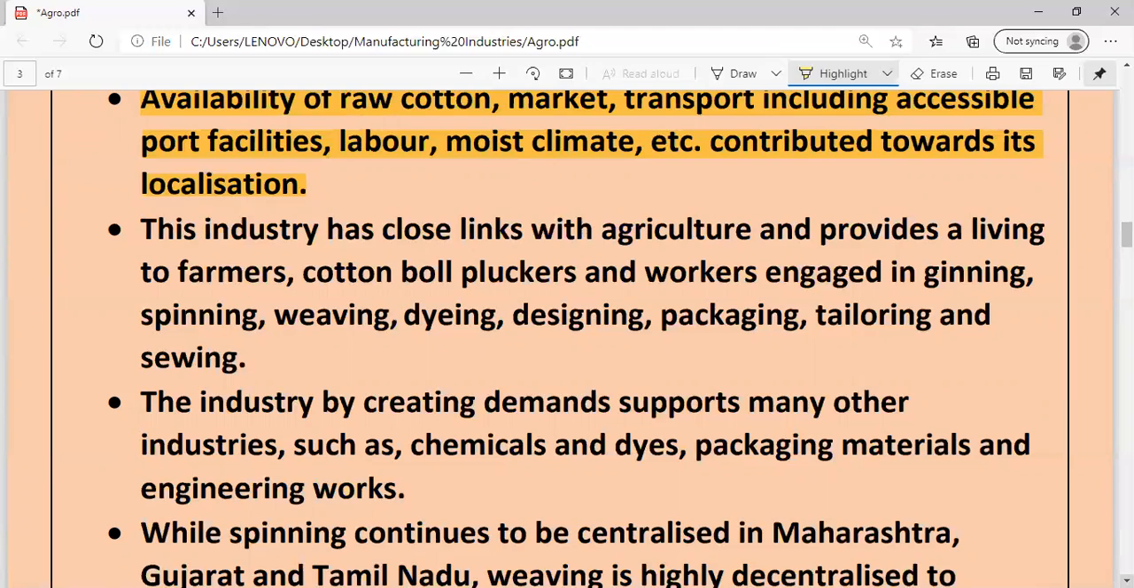That is, those who are engaged in different processes, like those who are cultivating cotton, then those who are plucking the cotton balls, taking out the cottons. Then those who are doing ginning, that is separating seeds from fiber. Those who are doing spinning, making the yarn, making the thread, weaving, making the fabric. Then those who are dyeing, putting colors, those who are designing, packaging, those who are stitching, marketing. So those people who are engaged in these activities, these processes, are earning income because of the cotton textile industry.